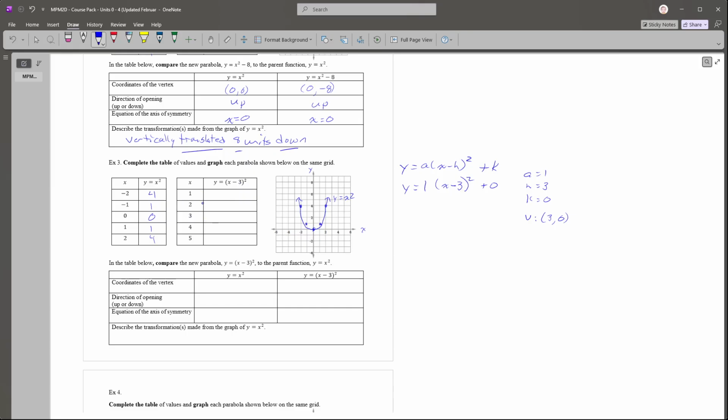So let's go take a look at what this actually creates. So if I substitute 1 for x, we have 1 minus 3. That's negative 2. Squared, that's 4. 2 minus 3, that's 1. 1 squared is 1. 3 minus 3 is 0. 0 squared is 0. 4 minus 3 is 1. 1 squared is 1. And 5 minus 3 is 2. 2 squared is 4.